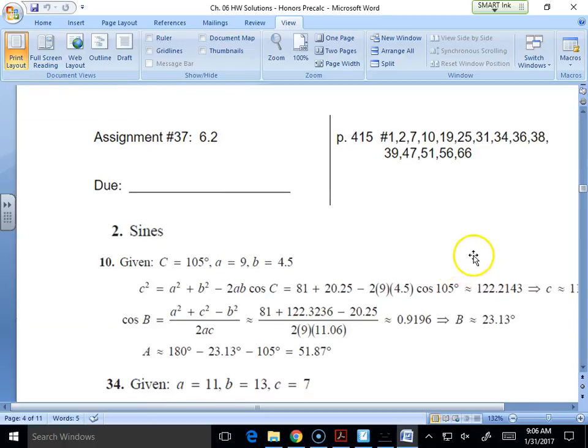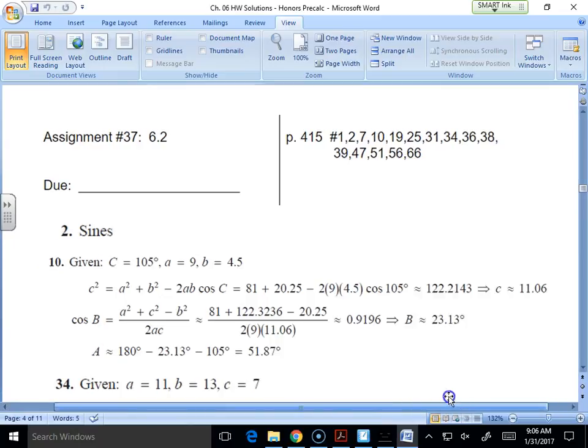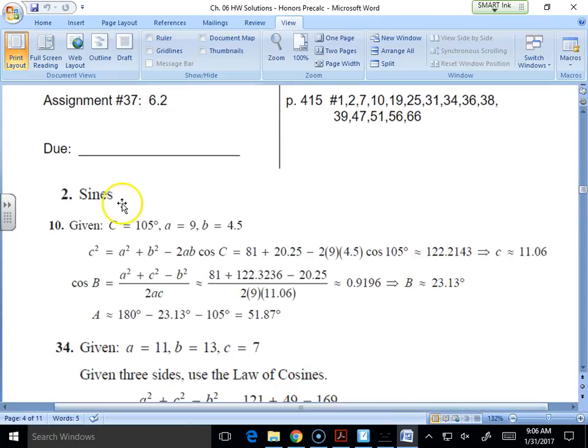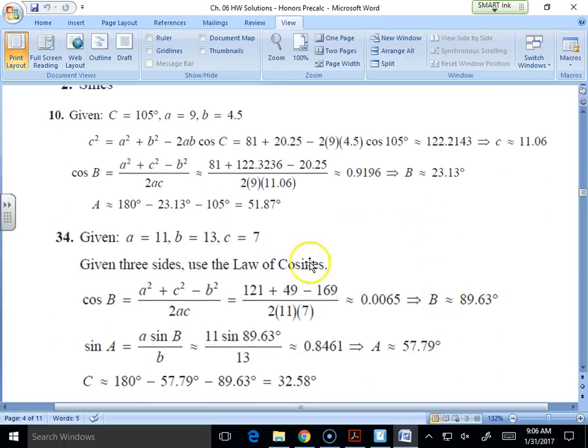Okay, section 6.2, law of cosines. Some of it's hanging off, so let's figure it out a little bit. Okay, number 2 should have been law of sines. Number 10, little c is 11.06. Guys, remember you should have 3 decimal places. Angle B is 23.13. Angle A is 51.87. Hopefully you had 3 decimal places.